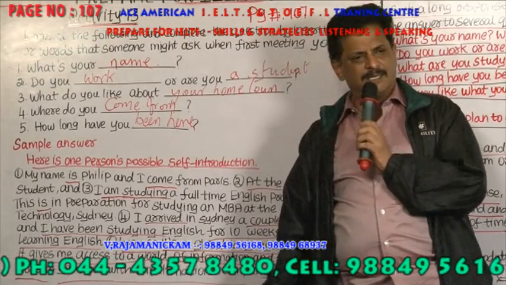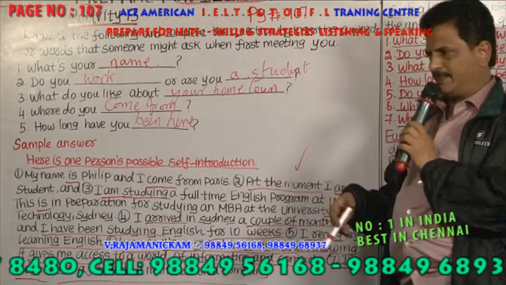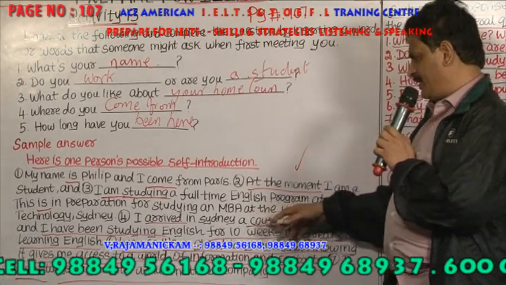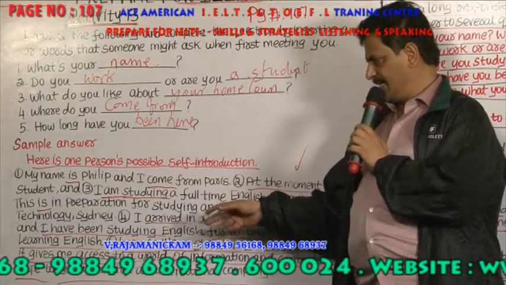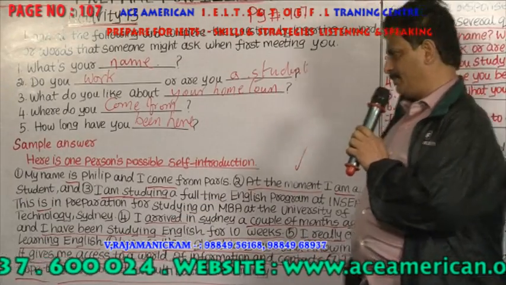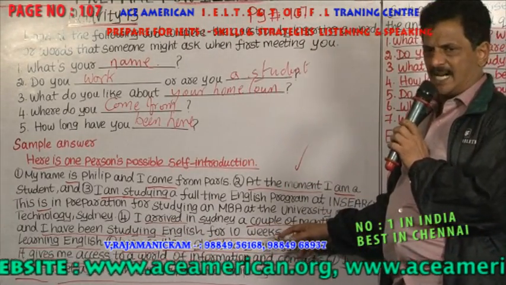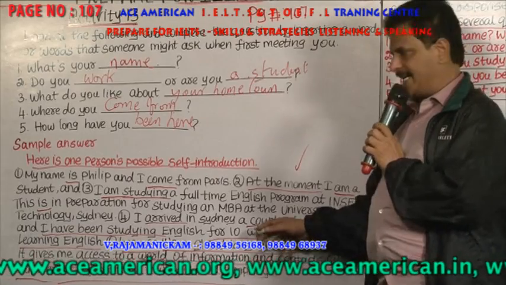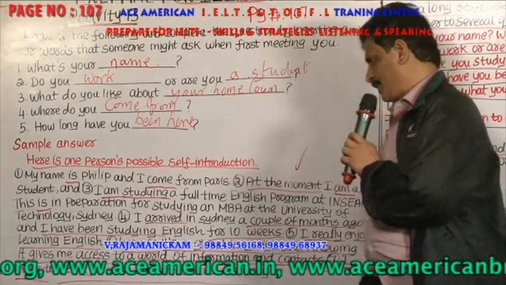I arrived in Sydney a couple of months ago. And I have been studying English for 10 weeks. When a time period is given, the present perfect continuous, I have been studying, should be used.